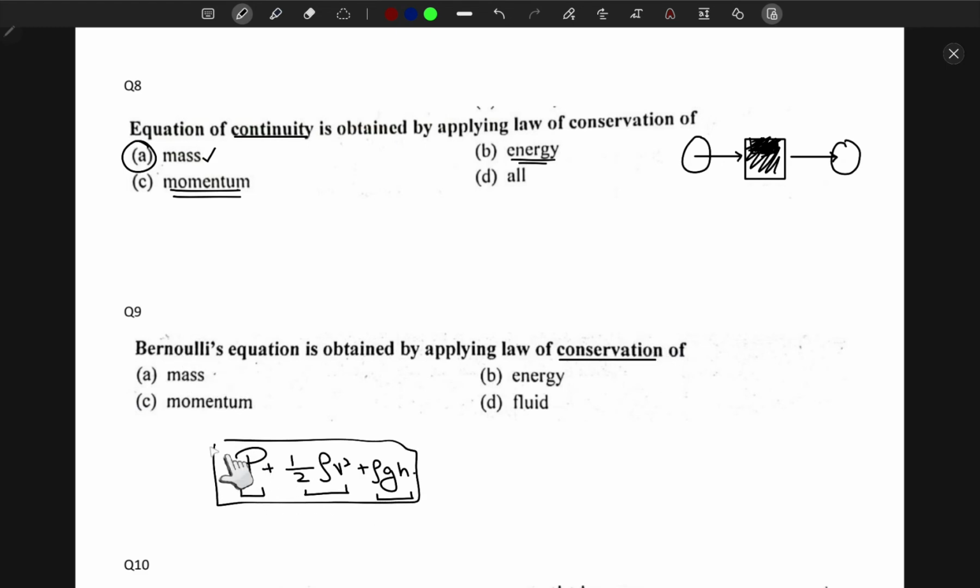Now in this equation, if you remember, we discussed that this P is the pressure energy per unit volume. This thing is the kinetic energy per unit volume, while this is the potential energy per unit volume. So we are applying the conservation of energy to obtain Bernoulli's equation.